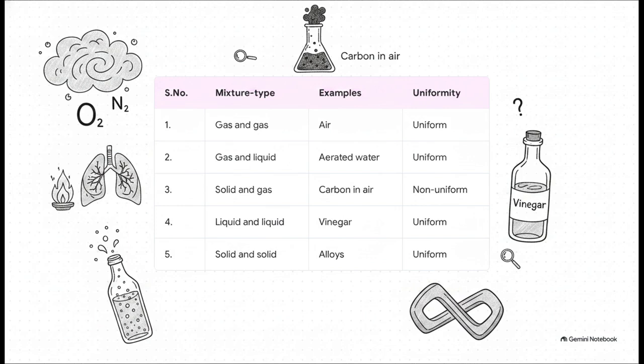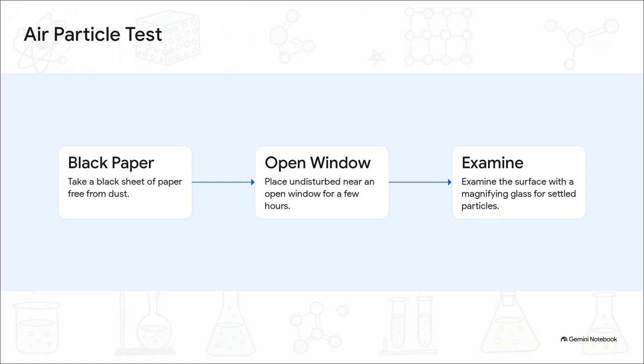We also see other fascinating combinations out there, like mixing a liquid and a liquid to make vinegar, or a gas and a liquid to make aerated soda water. But let's look a little closer, because air isn't purely gas. If you try this at home, just taking a clean black piece of paper and leaving it near an open window for a few hours, you'll discover something else entirely. When you check it later with a magnifying glass, you'll see tiny solid dust particles settled all over the surface. These particles are basically suspended in the air. They aren't an integral part of the air itself, but are considered pollutants.